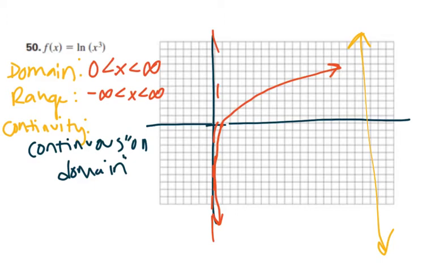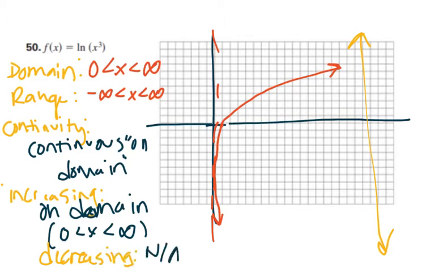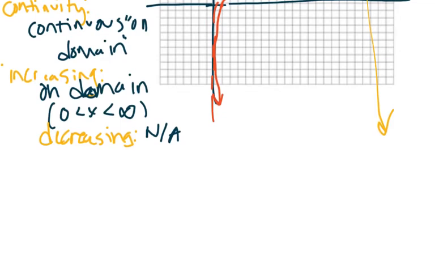And then we have our increasing and decreasing, and it turns out it's increasing always. Well, we'll just say on domain. And so we could technically write the domain, which is 0 to infinity. And then it's not decreasing at all, so we can say that that's not applicable or something.